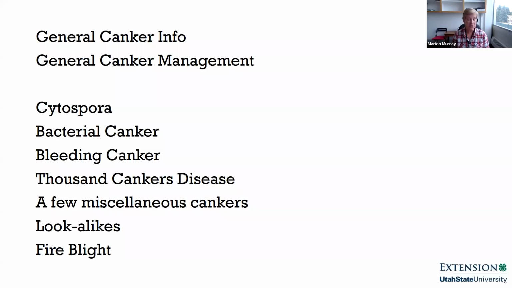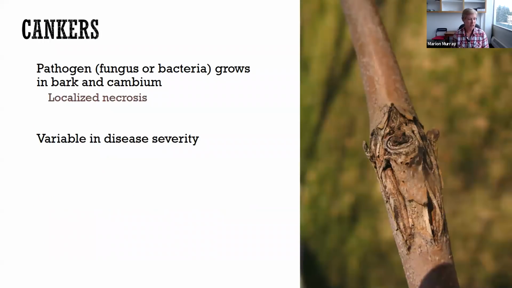So I just want to explain a little bit about cankers in general and their management. And it took me a while to narrow down what specific canker diseases to talk about. So it'll range from Cytospora, thousand cankers, a few lookalikes. So we'll get started with, in general, a canker is an area where a pathogen, fungus or bacteria, has killed the bark and the underlying tissue.